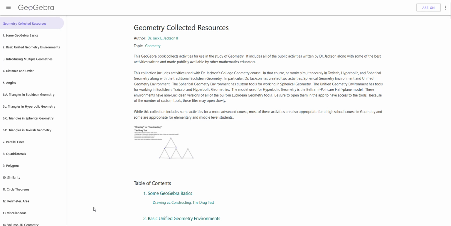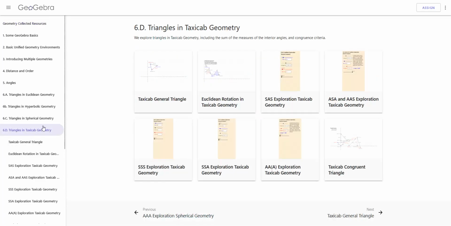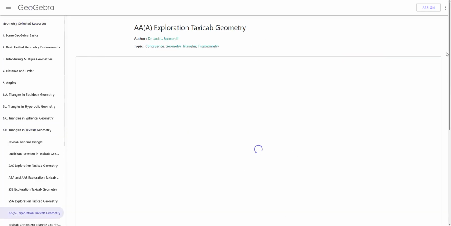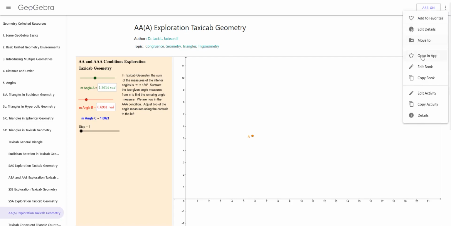All right, we have one final condition to look at. We've been looking at side-angle-side, side-side-side, angle-side-angle, and angle-angle-angle conditions in Euclidean, hyperbolic, spherical, and taxicab geometry. And we only have one left to do, and that's the angle-angle-angle condition in taxicab. So let's take a look at that condition.